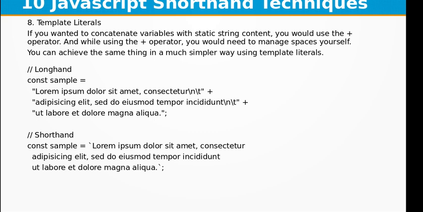The shorthand version and a simpler version would have been using a backtick sign. So const sample equals, start with the backtick sign and enter your whole string, all 3 lines, and end with the backtick sign again and semicolon. This is much simpler and easier to manage than the longhand version.